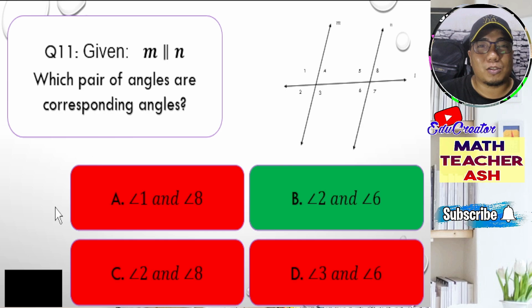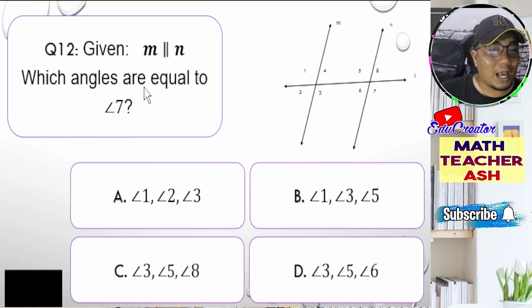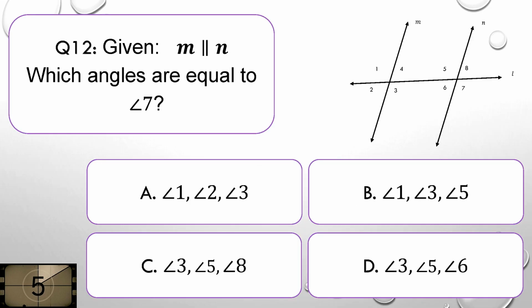Alright. So now let us go to question number 12. Still the same figure. We have here, which angles are equal to angle 7? Is it A, angles 1, 2, and 3, B, angles 1, 3, and 5, C, angles 3, 5, and 8, or D, angles 3, 5, and 6? I'll give you 5 seconds to think about your answer.